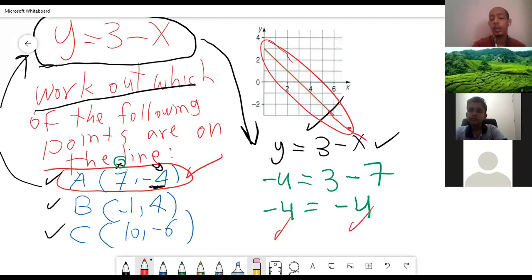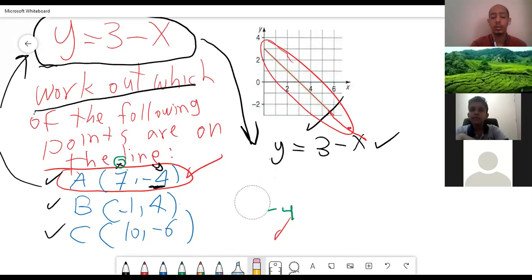If we extend the line, the point (7, -4) is going to be on the line, or lies on the line. Now we already checked the first point. Who can check the second one?